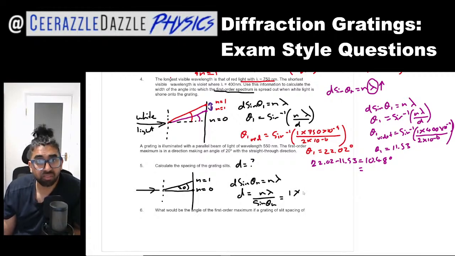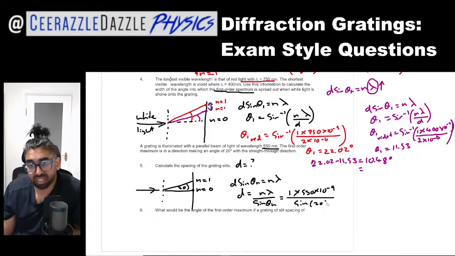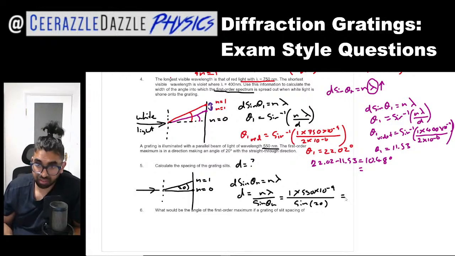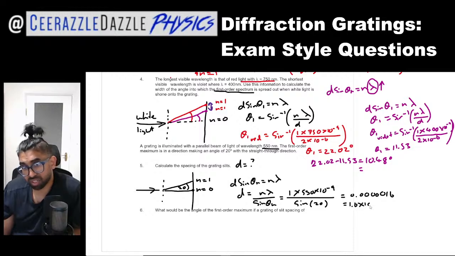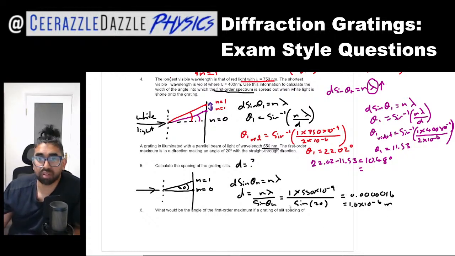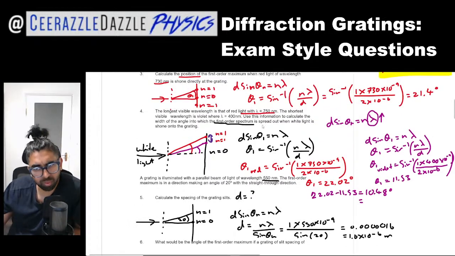Times the wavelength, we've got 550 nanometers, 550 times 10 to the minus 9, divided by sine of 20. Voila. Divided by sine 20. There we go. I'm getting the answer of the slit separation as 0.1234516, which is the same as 1.6 times 10 to the minus 6 meters. Let me just double check I've got that right for question 5. Yes, perfect. That one's pretty easy compared to the one before. The other one was very abstract.